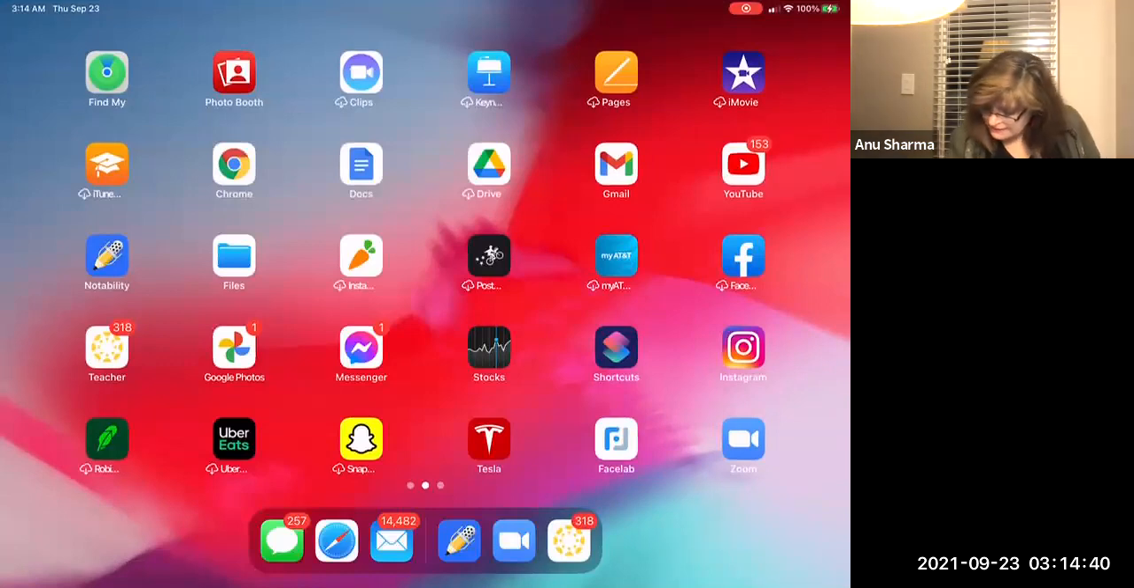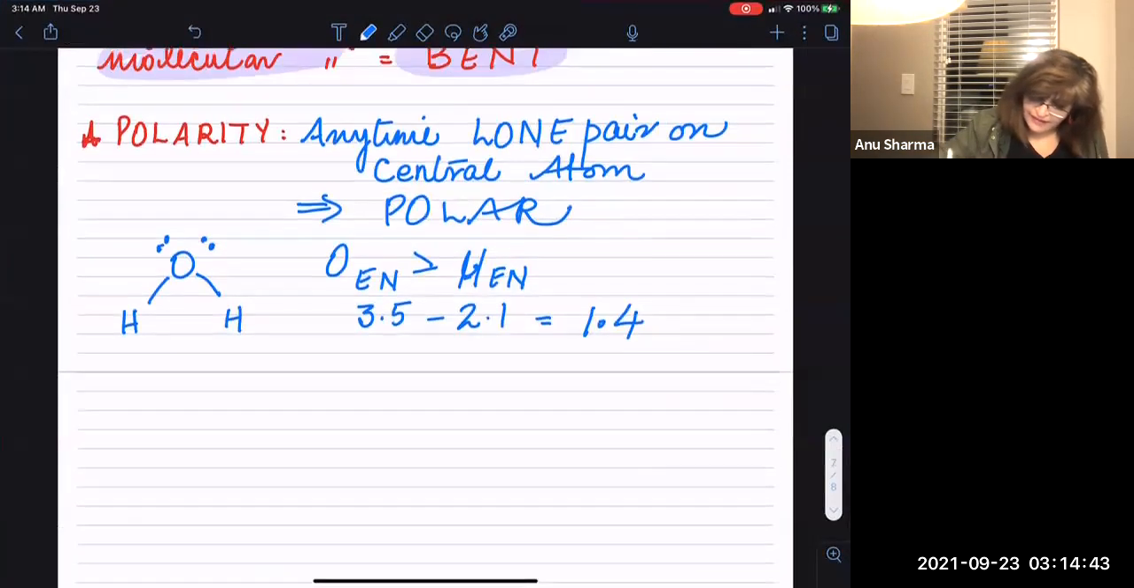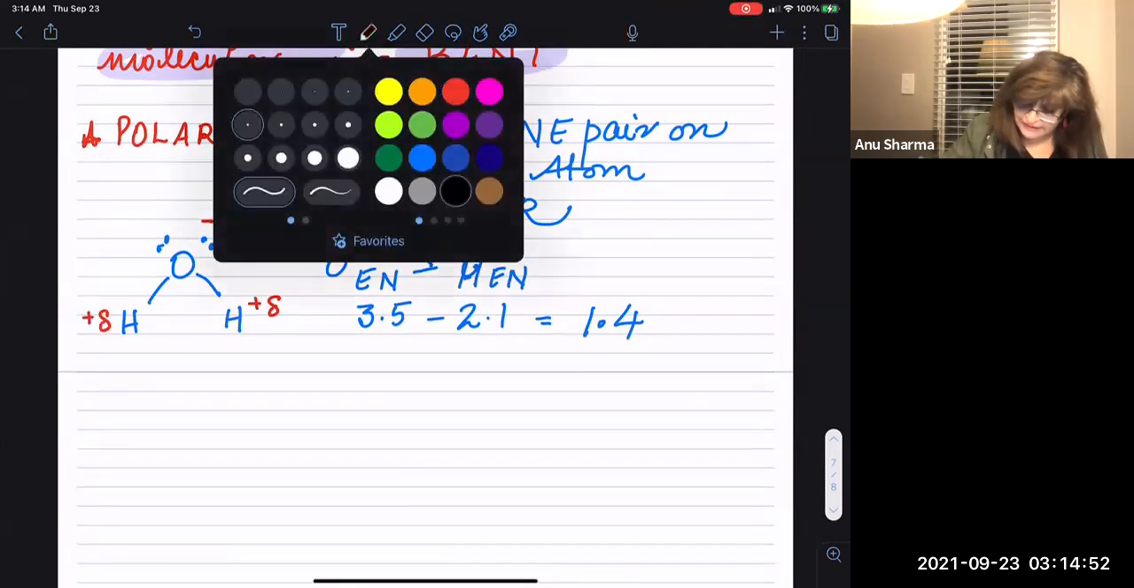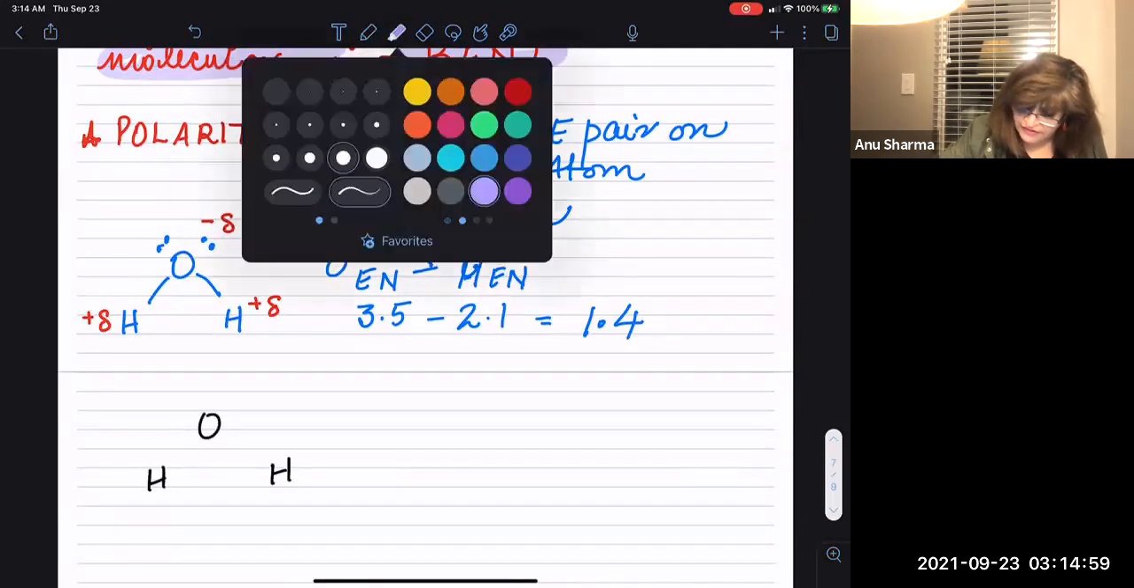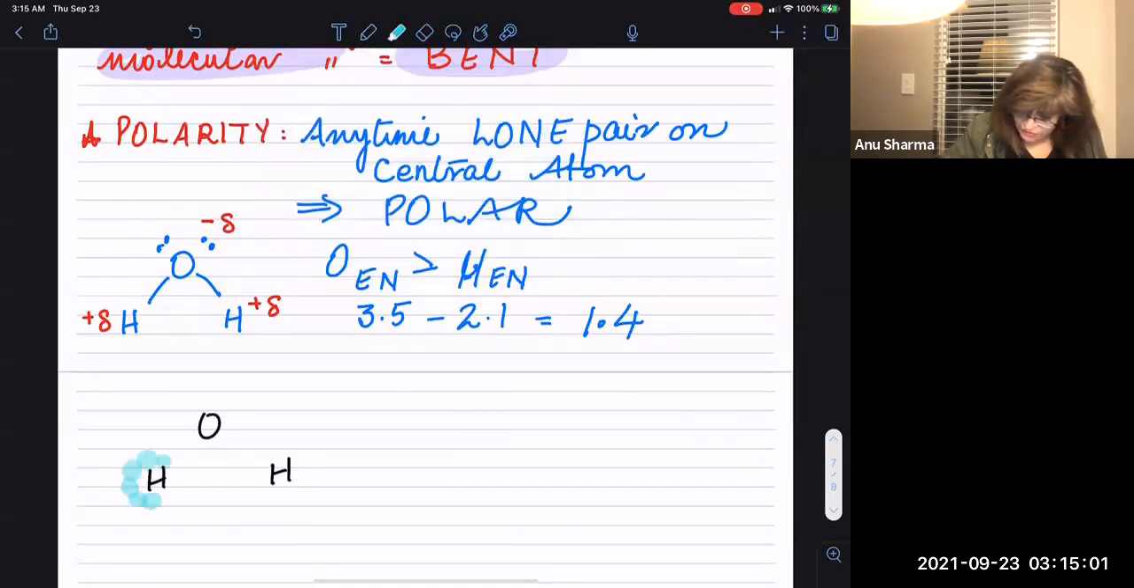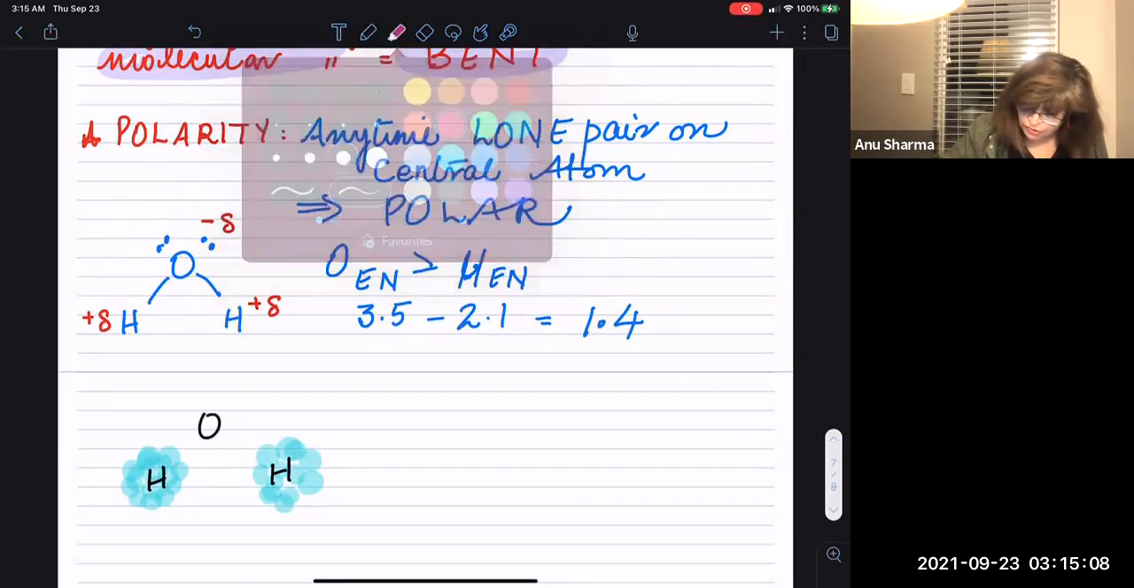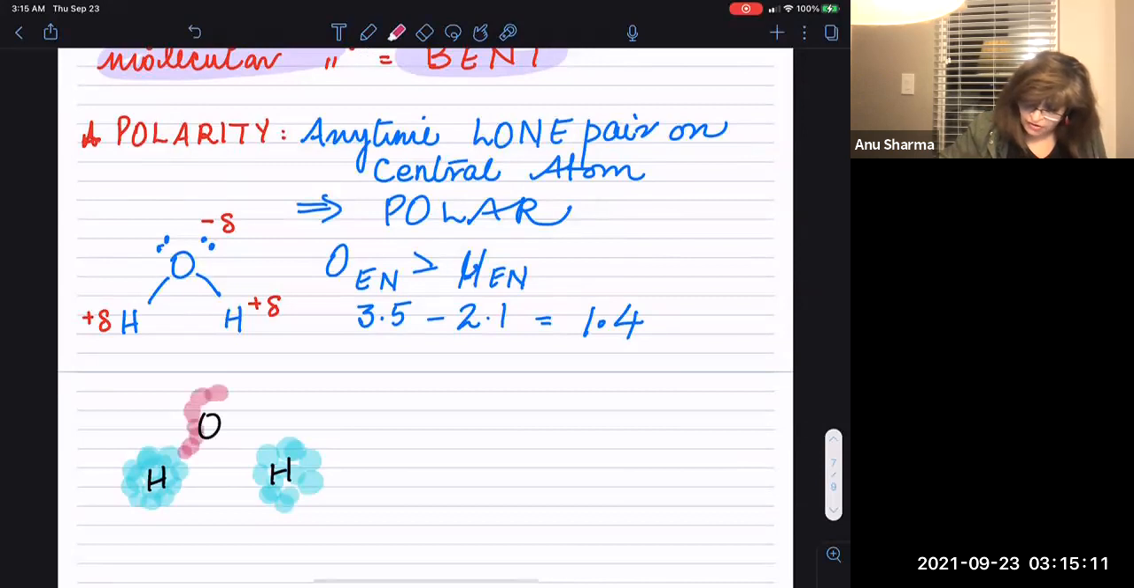So what does it look like? It looks like this. Oxygen, slightly delta negative, hydrogen delta positive, hydrogen delta positive. So the heat map looks like this. Oxygen in the middle, hydrogen here, and hydrogen here. So this side is very cold. Hydrogen side is very cold, but the oxygen side is extremely, extremely hot. So all this region is very, very hot.